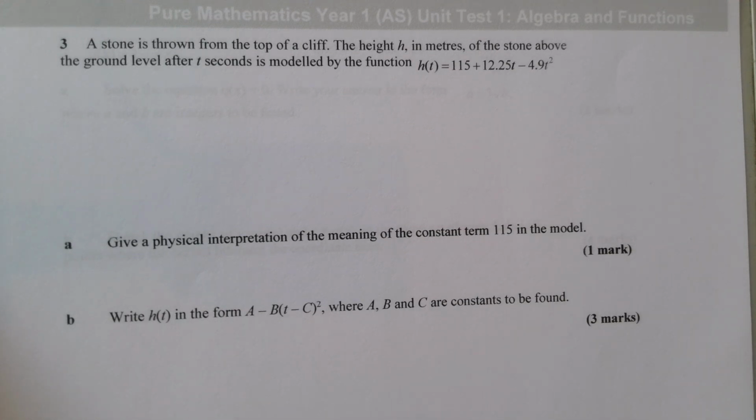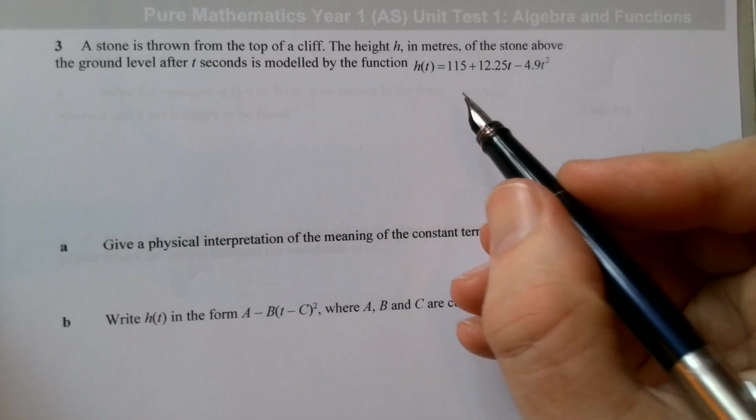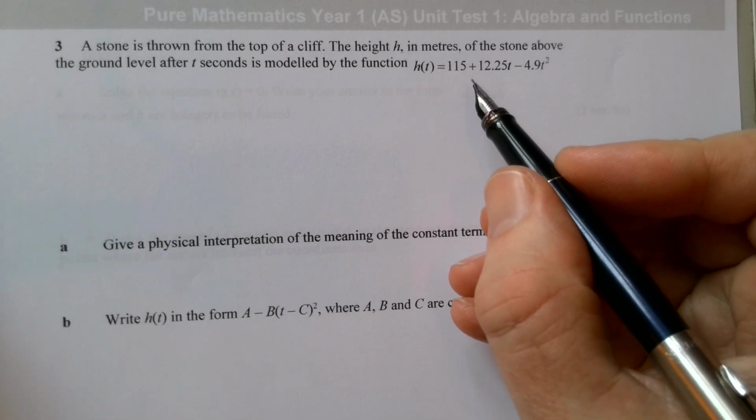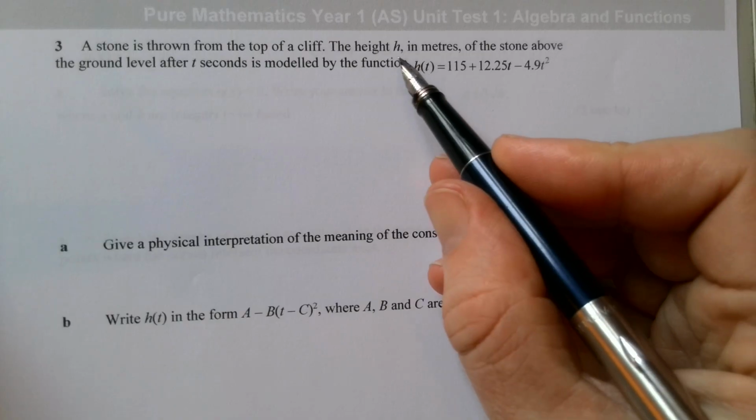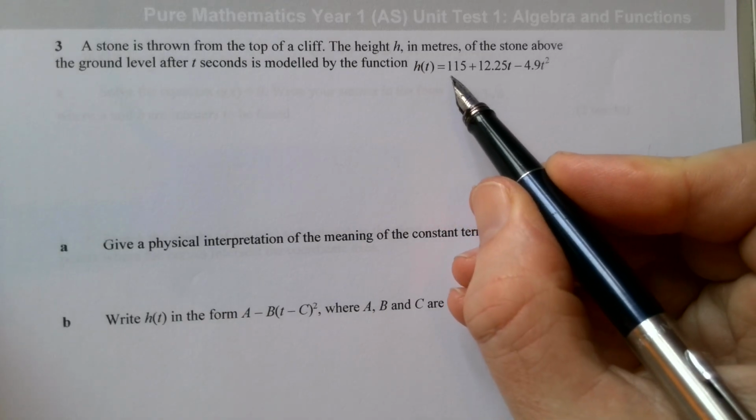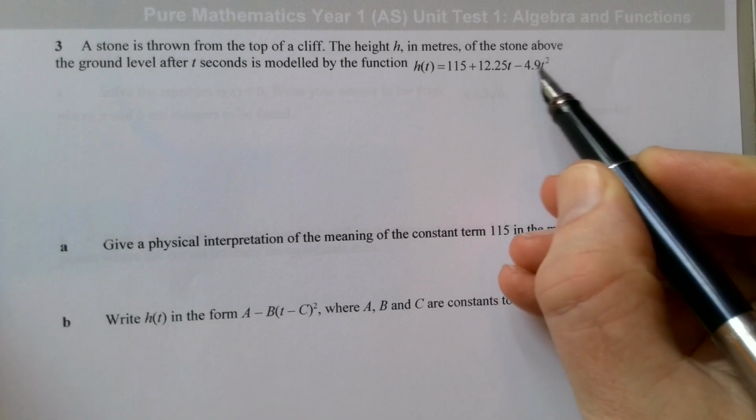Question 3. So this is modelling with quadratics. We're talking about a stone. Good idea to make a picture of what's going on at the beginning. So it says this is about the height in meters. And the first thing I look at is the fact that I've got a constant here of 115. The other is multiplied by t.